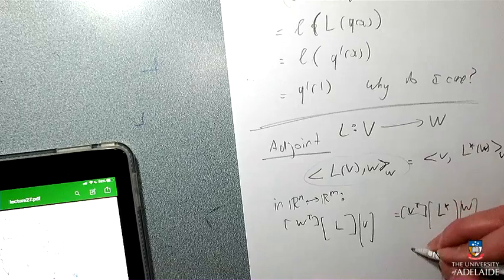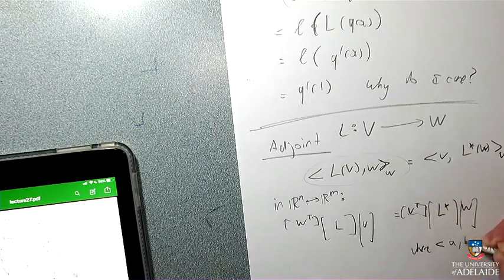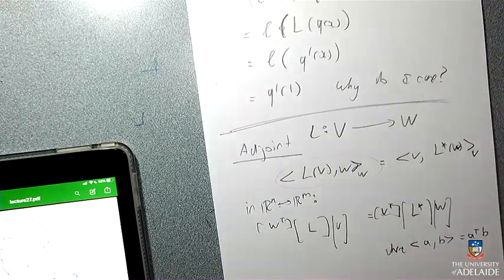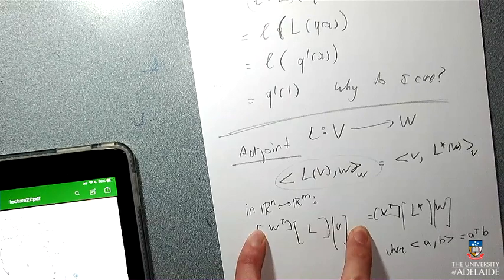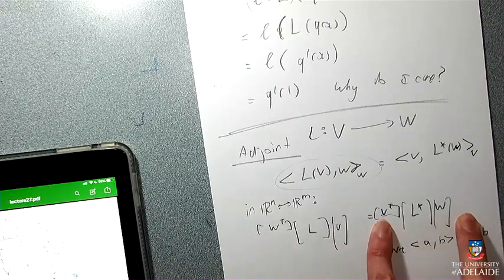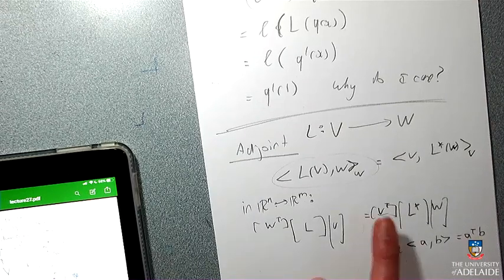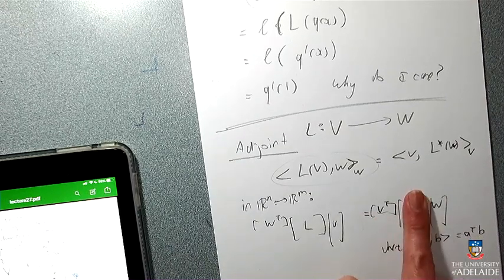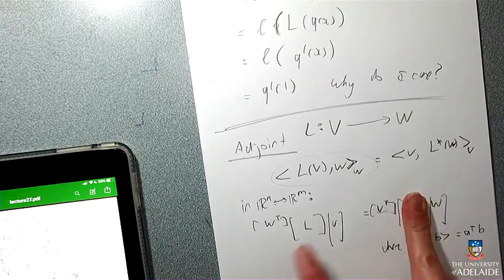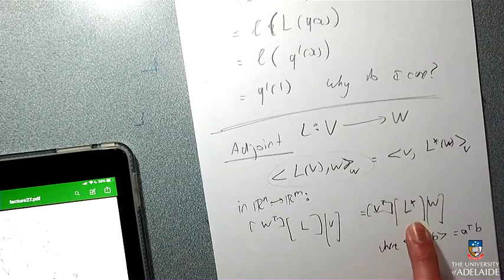This is where A dot B is A transpose B, right? Write it as a row and a column. And of course, the transpose of a 1 by 1 matrix is the same, and so these have to be equal. So basically we could ask ourselves in Rn, what does this matrix here have to be in order for this to be true for every V and W? And the answer is it has to be the transpose of L.